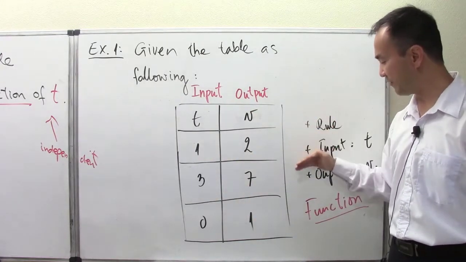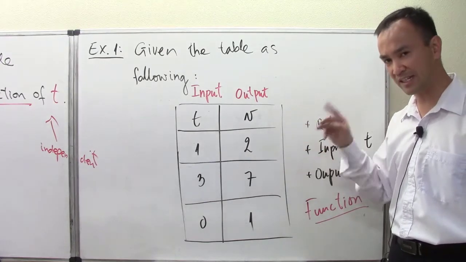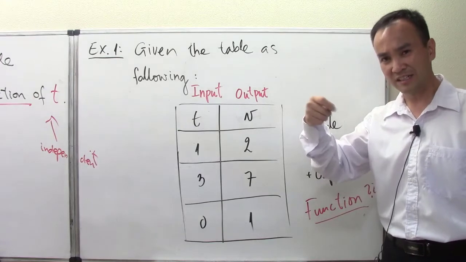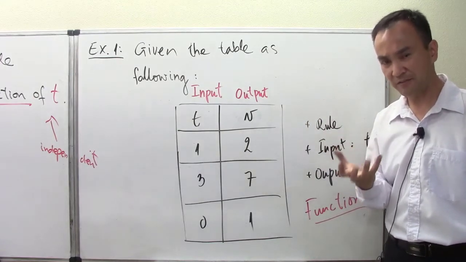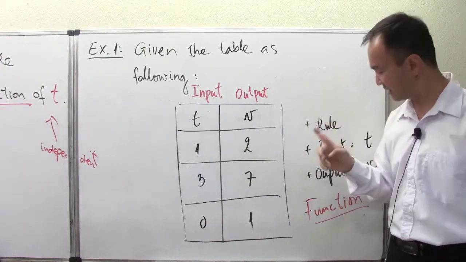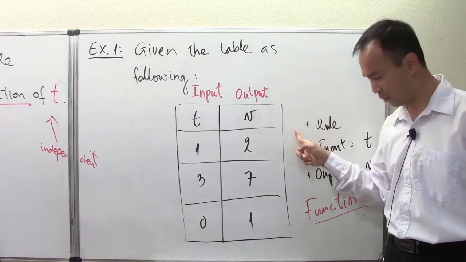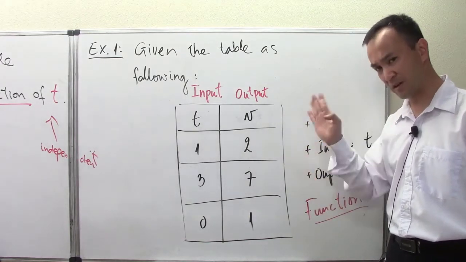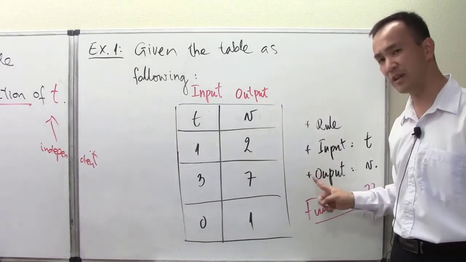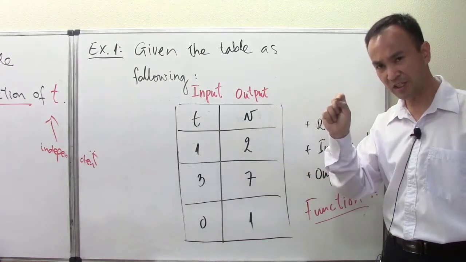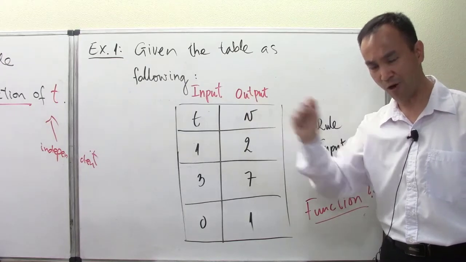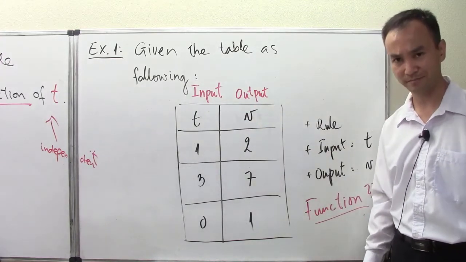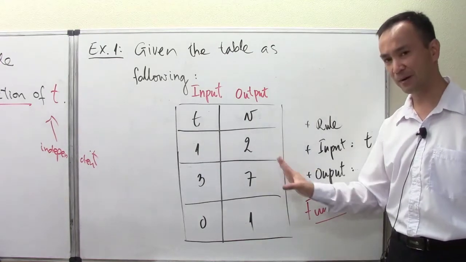So only having 3 requirements here is not enough. Remember when I talked about what's common, what made up a function? There are actually 4 requirements. We have to have a rule. That's the most important thing. Of course, the rule takes an input into an output. But on top of that, it needs to be one input going into exactly one output only. That's the critical part, and that's the part we need to check right here.